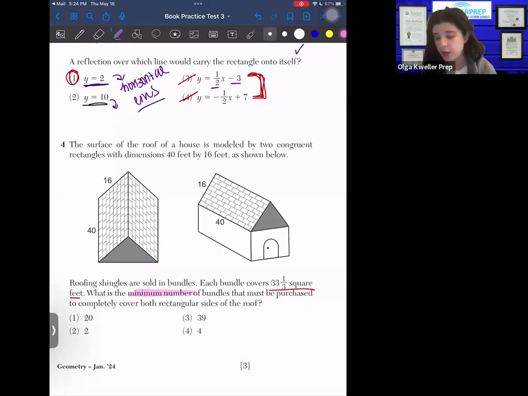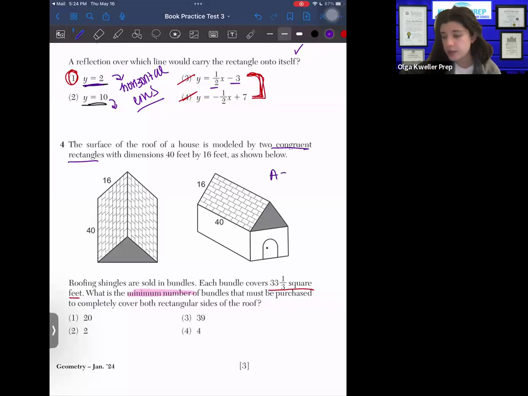Okay, how are we tackling this one? Yep, find the area. So how do I find the area? Yeah, it's a rectangle, right? So it's just length times width. So we're gonna have area is length, oops, that's supposed to be an L, length times width, which is just 16 times 40. But be careful because we got to multiply it by 2 because we've got 2 of them, right? We've got 2 congruent rectangles, right?